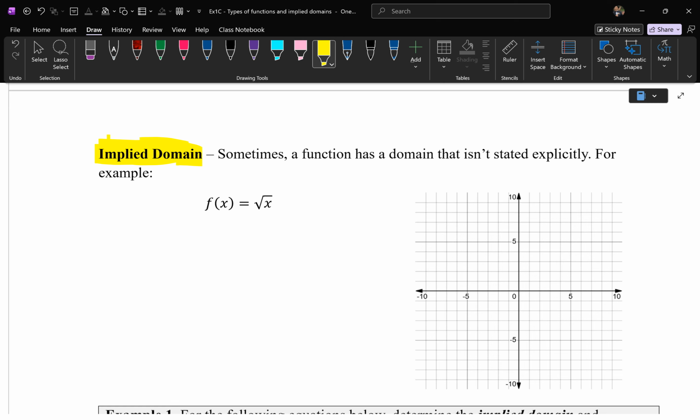Say it again. Very good. And it's very obvious in that case, but I remember many students ask me this when they see it in a test or so. Implied domain literally means they don't tell you.